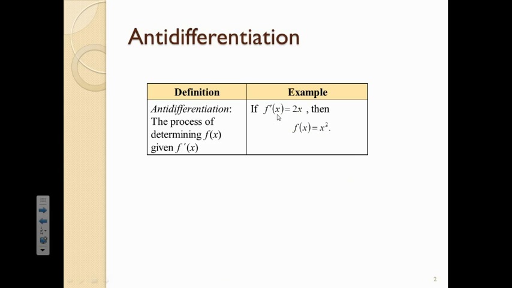So the example here, a very simple one. If the first derivative is 2x, then we know that the original function is going to be x squared. And we can check that by taking the derivative of the original function, and we would get the first derivative. So one of the nice things about this section is that once you find the antiderivative, you can rather quickly take the derivative of it just to make sure you did your work right. Maybe even get 100 on the exam.